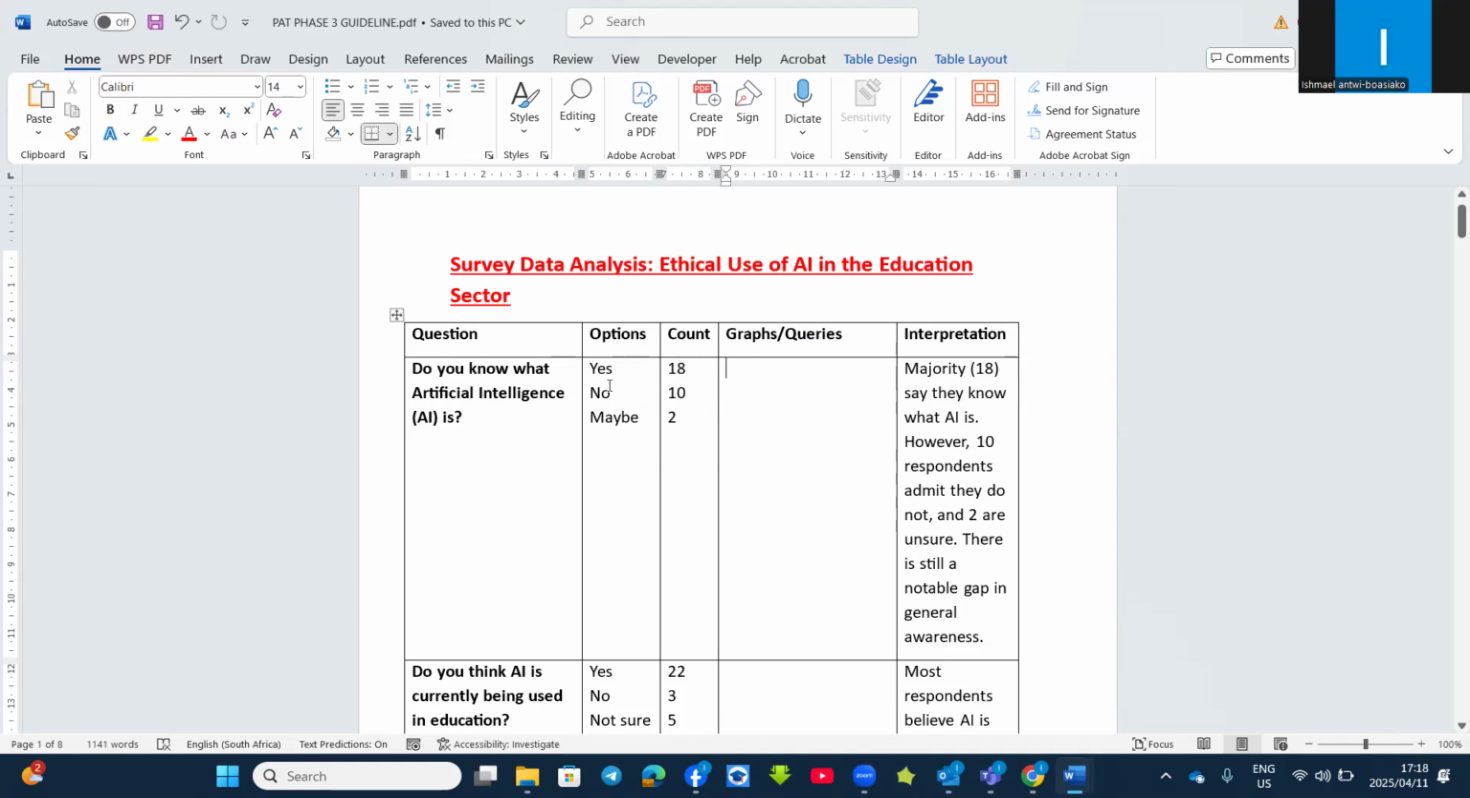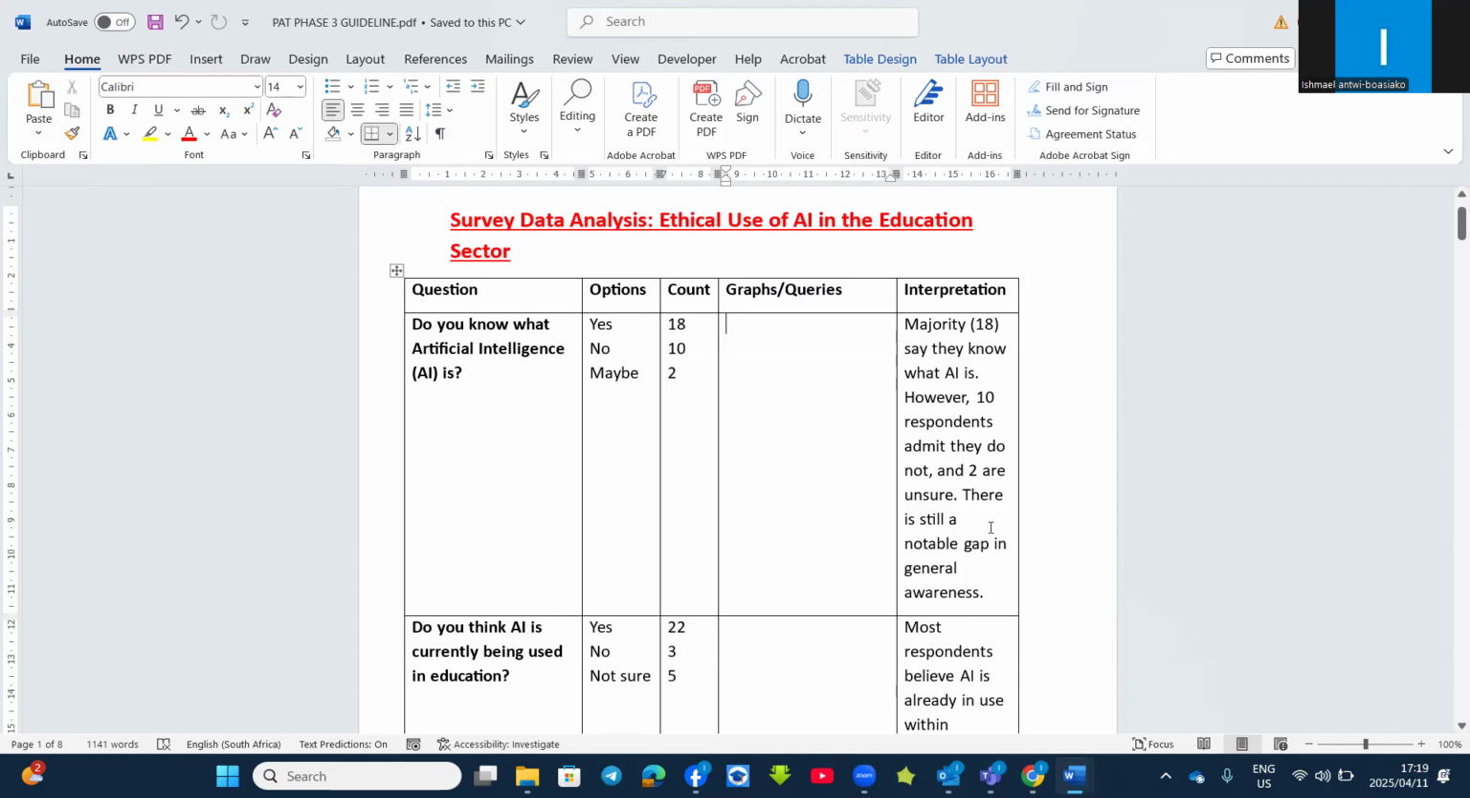And then the interpretation. Majority of them, which is 18, say they know what AI is. You must link it with your question. You don't have to say majority says yes. Yes to what? You have to be specific. So in this situation, majority, that is 18, say they know what AI is. However, 10 respondents admit they do not know what AI is, and 2 are unsure of what AI is.